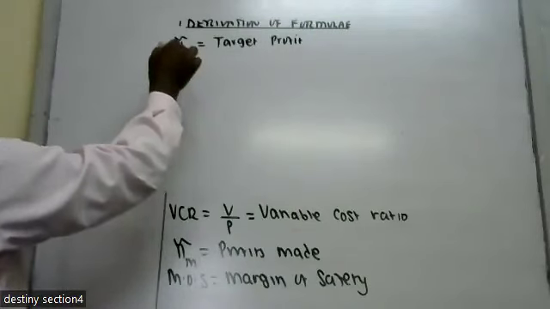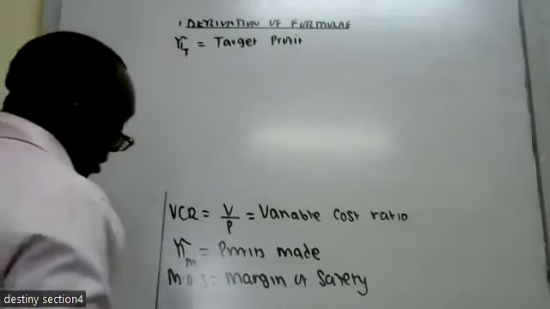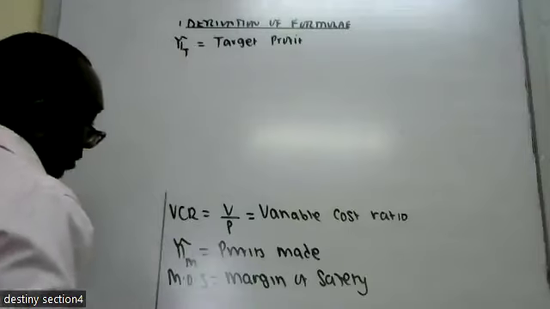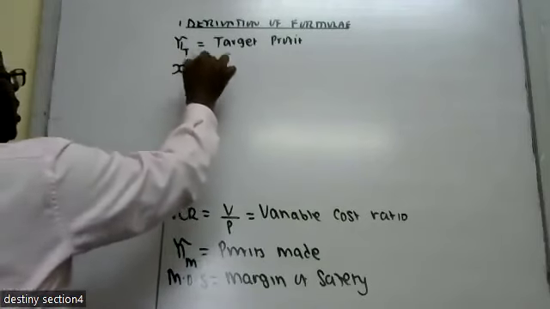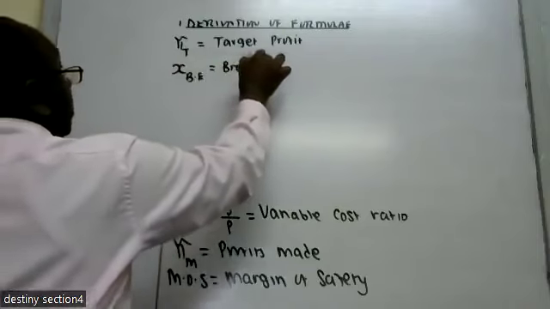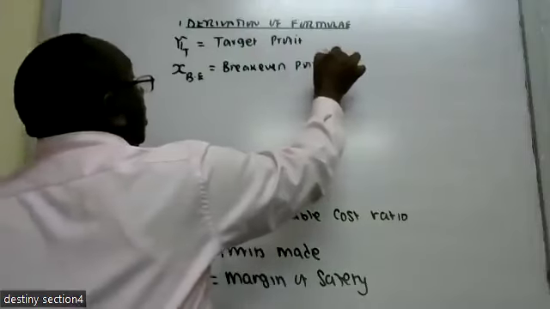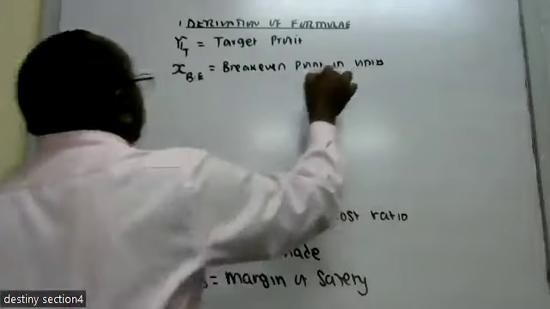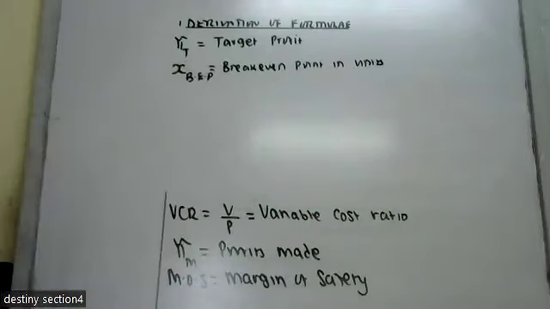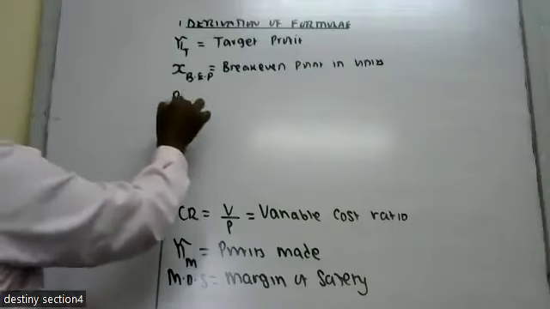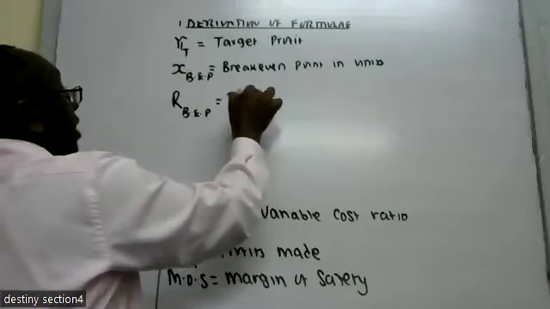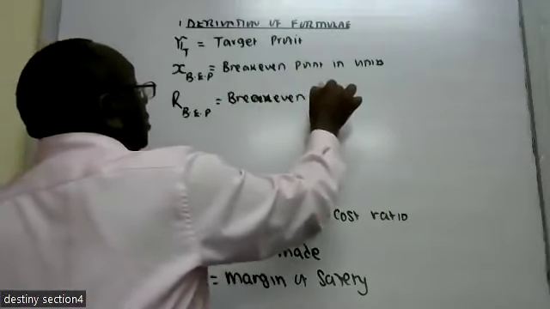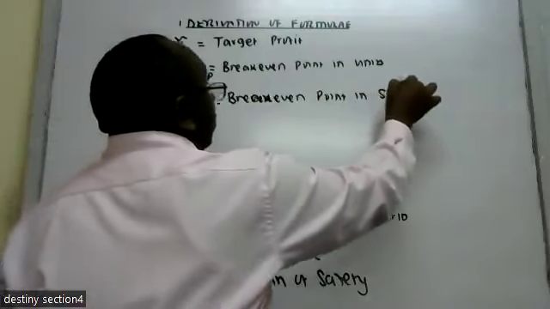You already have MOS, you already have X, so the next one is XBE. This is break-even point in units. Actually, you can make it BEP, XBEP, break-even point in units. RBEP is break-even point in shillings.